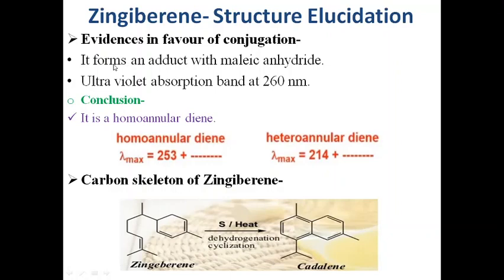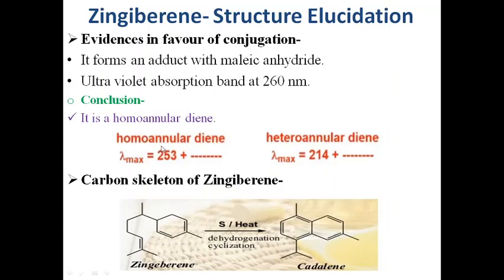First, if a conjugated system is present in zingiberine, then it should form an adduct with maleic anhydride. This means that it should undergo Diels-Alder reaction. We have also seen that it forms an adduct with maleic anhydride, which gives information about the conjugation. Secondly, very important information can be derived from the latest technique, that is the UV absorption band. The lambda max comes out to be at 260 nanometer, a very high value, from which we can conclude that it is a homoannular diene.